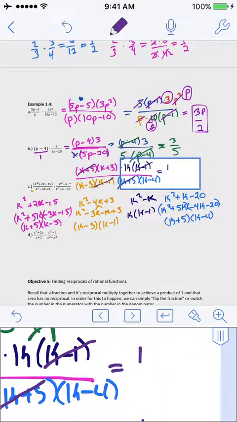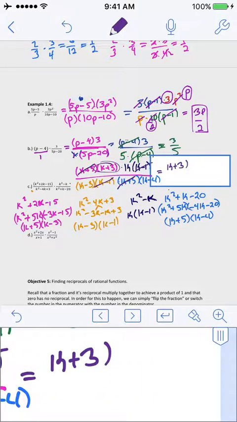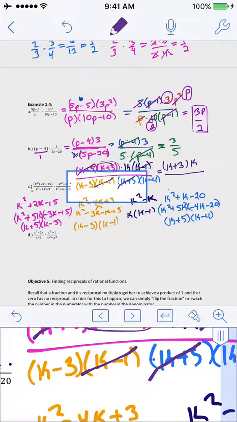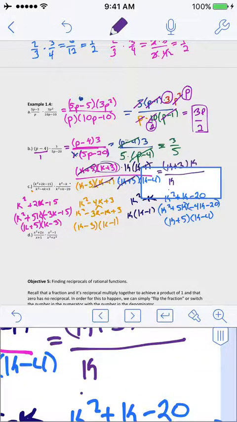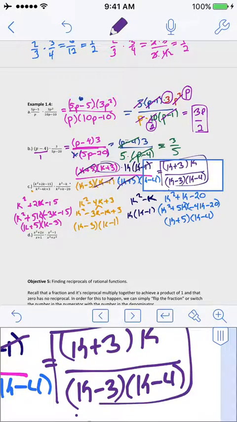And I'm left with k plus 3 in the numerator. K plus 3, that's what was left over here. Oh, and a k. So times k over k minus 3, k minus 4. And that is my final answer. That is as reduced as I can go, right? That is as reduced as I could go.